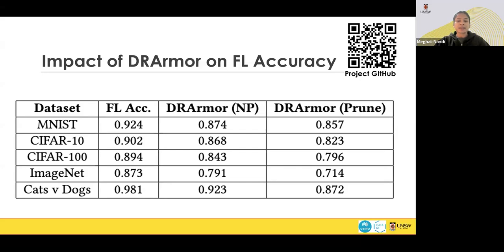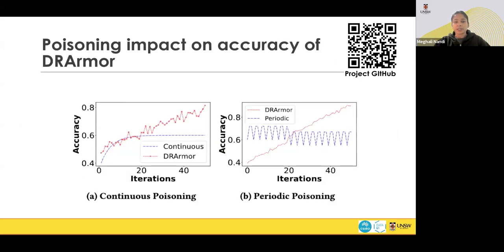This is the poisoning impact on the accuracy of Dr. Armor, where we have tried using continuous and periodic poisoning, and we see that even with continuous and periodic poisoning, we are able to use Dr. Armor, and the accuracy of the models was steadily increasing and not getting affected by the poisoning.